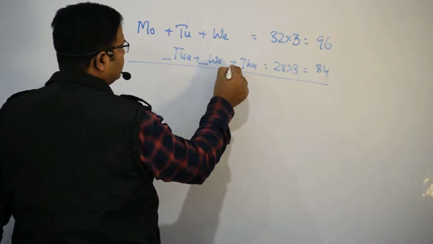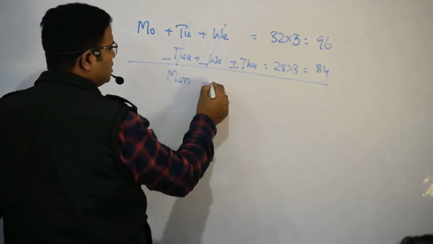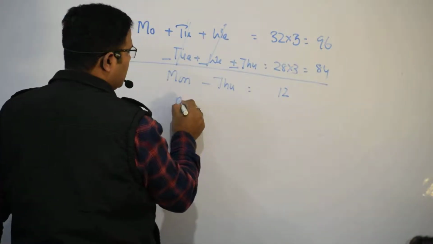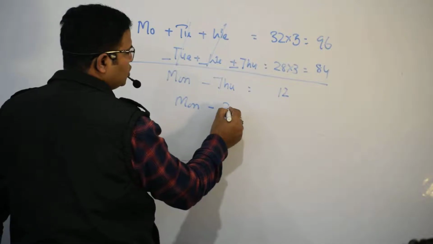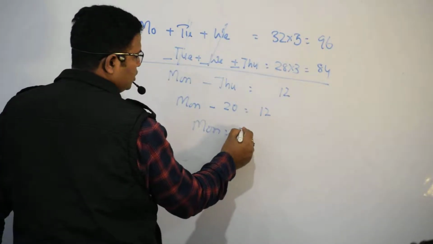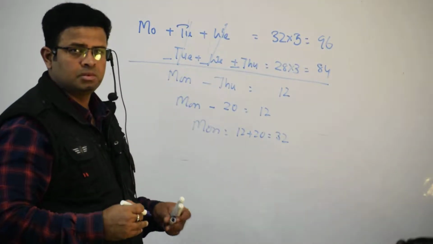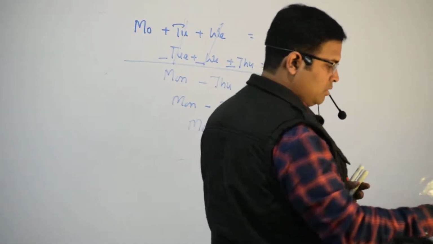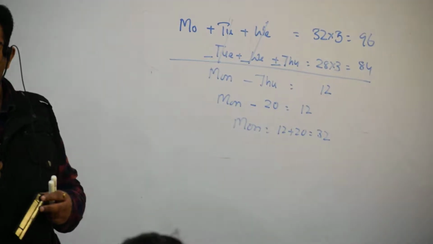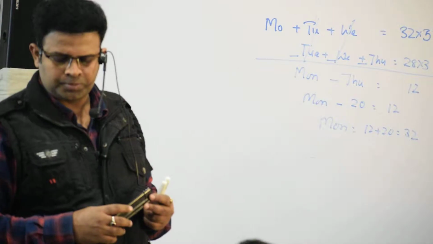Subtract it. Tuesday, Wednesday cancel, what left? And this is minus, and that becomes 12. And Monday temperature, we have to find. Thursday temperature, 20. So Monday will be what? 12 plus 32? Is it okay? Understood? What is the idea behind this question? Write down the next question.